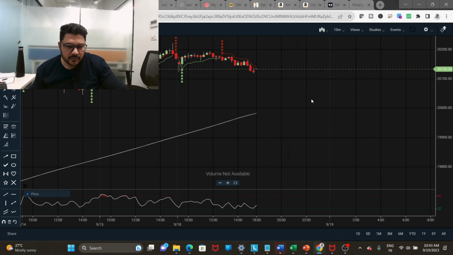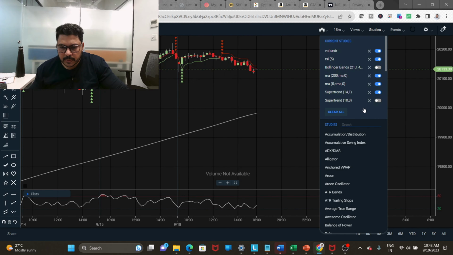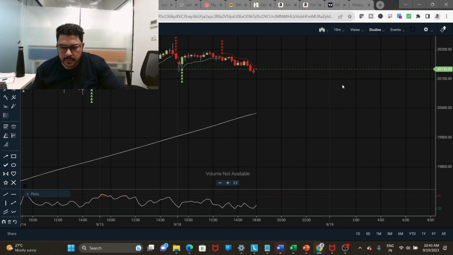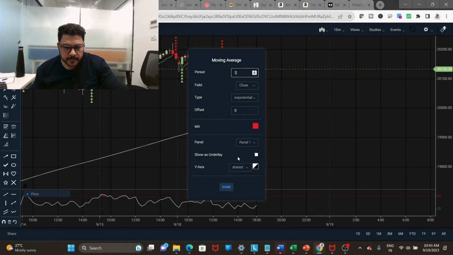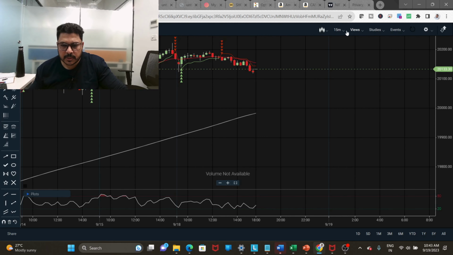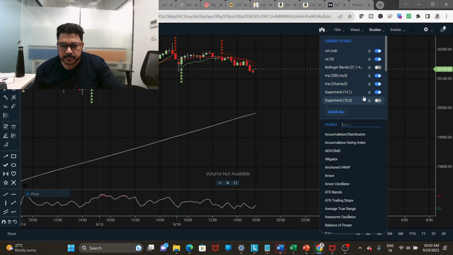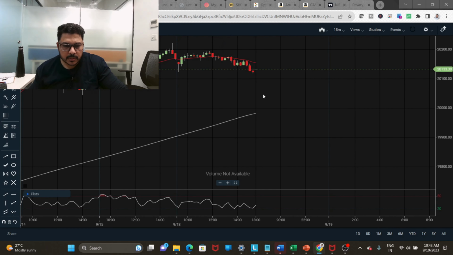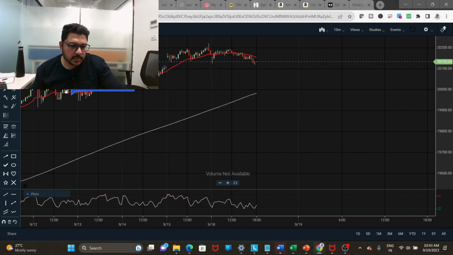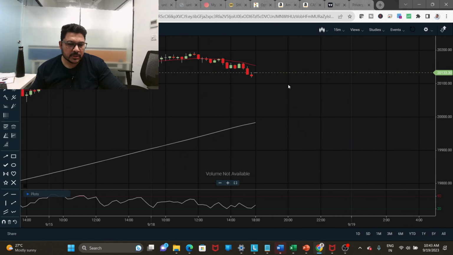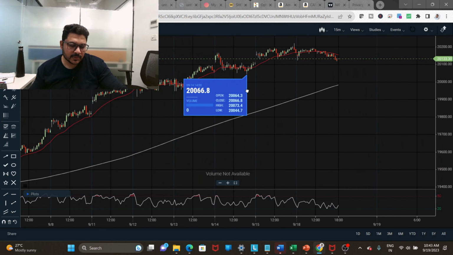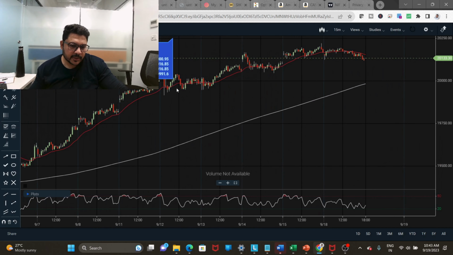Let's see, 15 minutes time frame. Let's remove super trend also, or let's put 20, which we have been using all along. So these are the two moving averages which you should plot on your chart. Without this, you are not going to look at the chart. Okay, this will give you a clear picture of the trend.